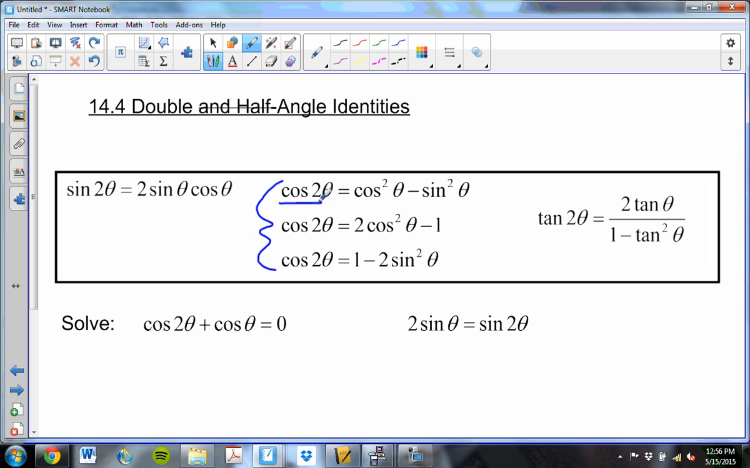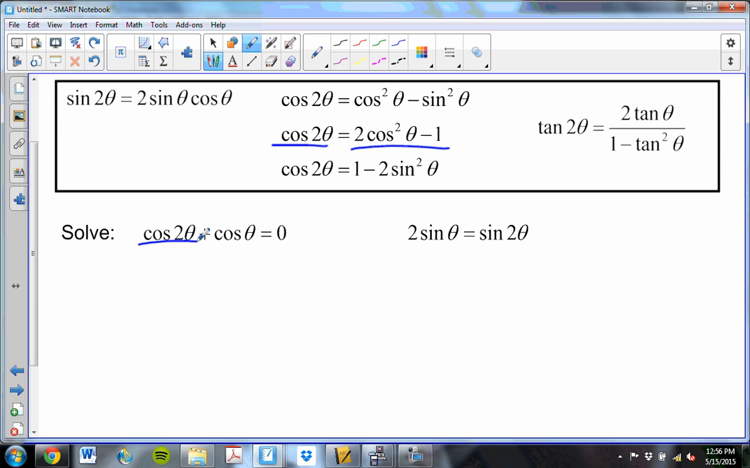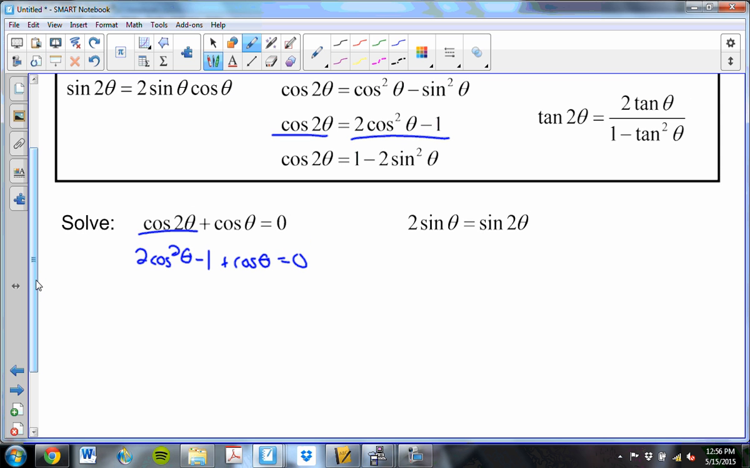Using this identity here won't be very helpful because it gives me a sine. And using this identity here won't be very helpful because it gives me a sine. So I want to use this identity here because that puts everything in terms of cosines. This cosine 2 theta is going to turn into 2 cosine squared theta minus 1 plus cosine theta. And this is now in its quadratic form. I'm going to rewrite it just a little bit: 2 cosine squared theta plus cosine theta minus 1 equals 0, and that can factor.